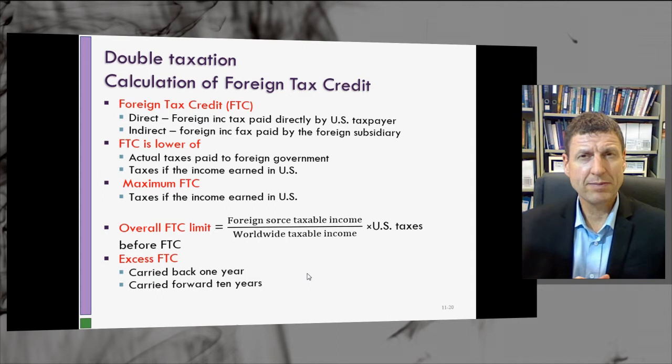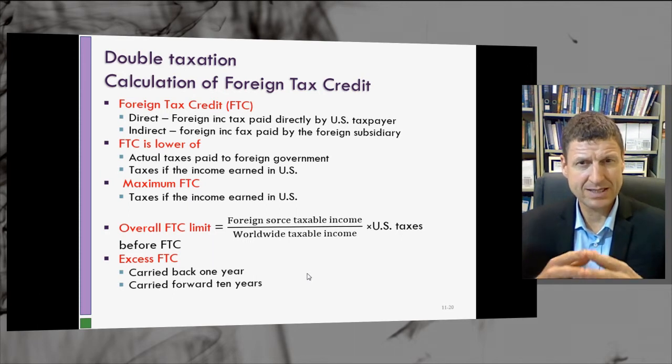So what do we mean by the calculation of a foreign tax credit? Well, let's make sure what the acronym is. It's FTC. And there are two types of foreign tax credits. There are the direct credits, and they basically apply to branches of US companies. Then there are indirect tax credits, and they're normally taxes paid by foreign subsidiaries.